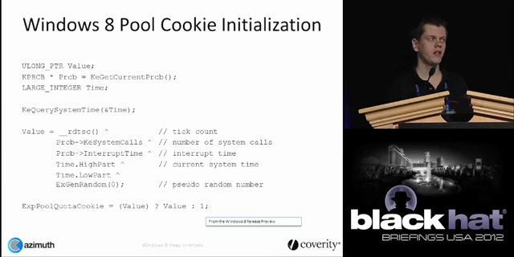So this is basically the function for seeding or generating this cookie value. It takes the tick count, the number of system calls at a time, the interrupt time, the current system time, and calls this xgen random function, which returns a pseudo-random number, XORs all these values together, and then gives you the cookie. If the value is 0, it ensures that the value is non-zero by setting it to 1. So the cookie will never actually be 0 if you call this function.